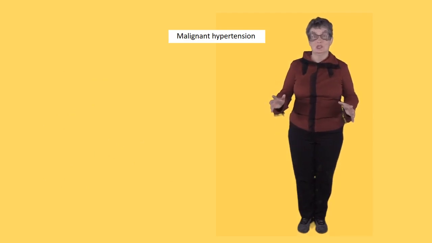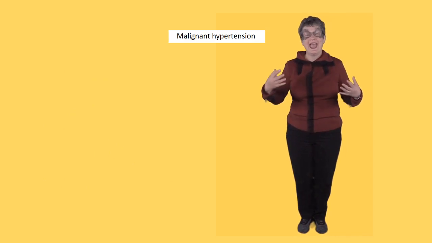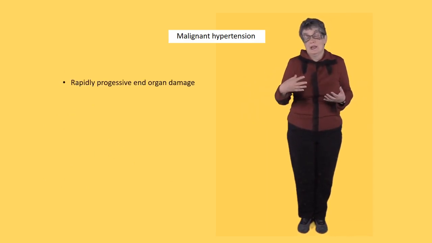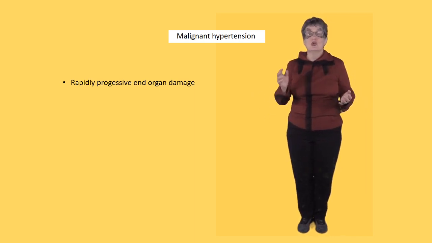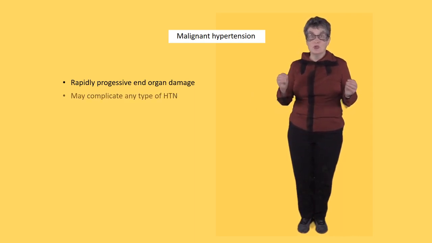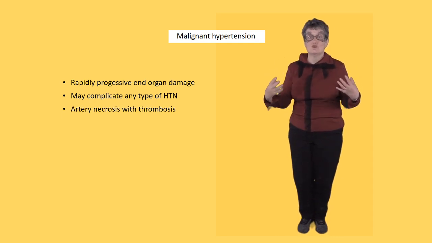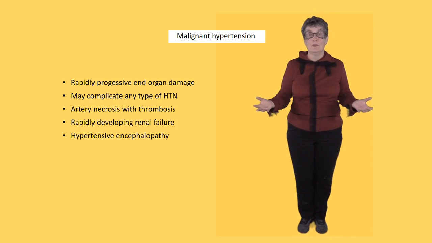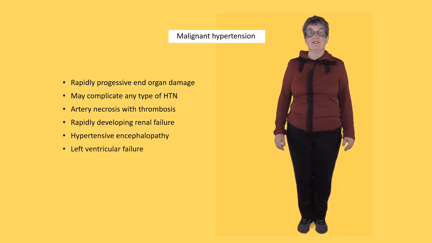Malignant hypertension is a special case of hypertension. It can occur in any situation where there's rapid increase. It can be seen, for example, in postpartum hypertension. Rapidly progressive organ damage occurs. There's arterial necrosis and thrombosis. This can happen in the kidneys, giving rise to renal failure, in the brain, giving rise to hypertensive encephalopathy, and in the coronary arteries, giving rise to left ventricular failure.